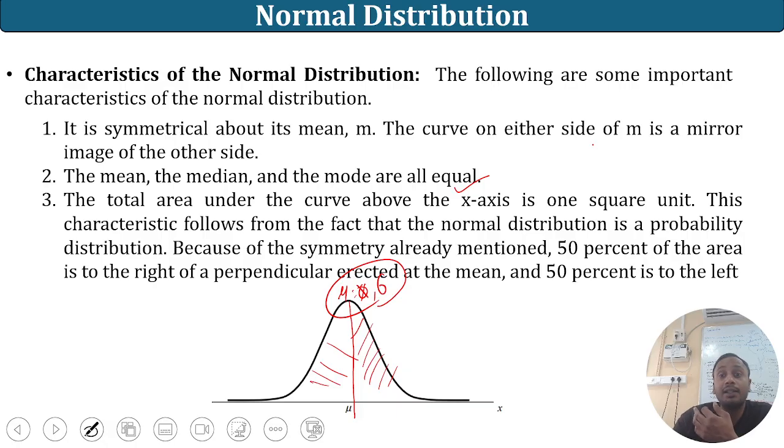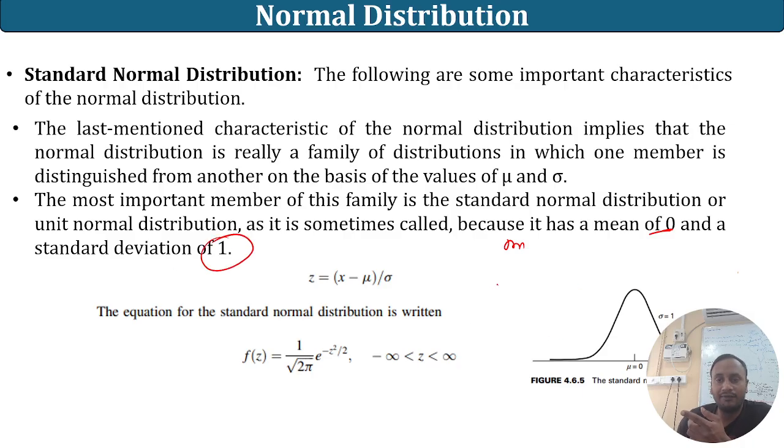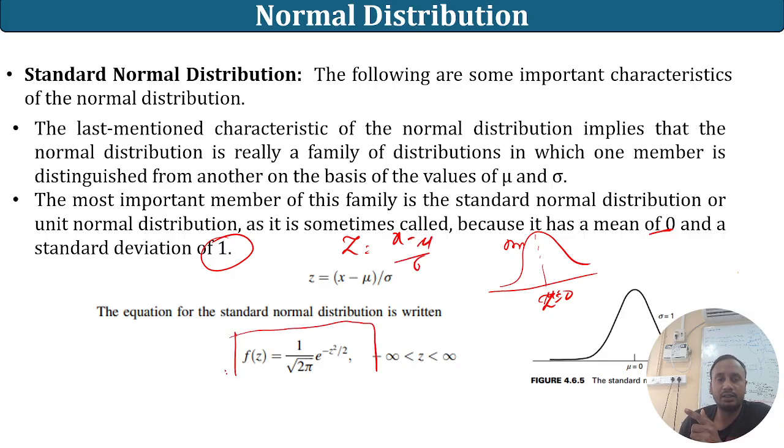Then further, we have the standard normal distribution. What is the difference between the normal distribution and the standard normal distribution? In that case, we have a mean of 0 and a standard deviation of 1. So when we plot the curve, it's going to look like this. This value will be 0, mu is equal to 0, z is equal to 0. So the mean is 0 and the standard deviation is 1, and the z value will be x minus mu by sigma. So the formula will become like this, with limits from minus infinity to plus infinity.